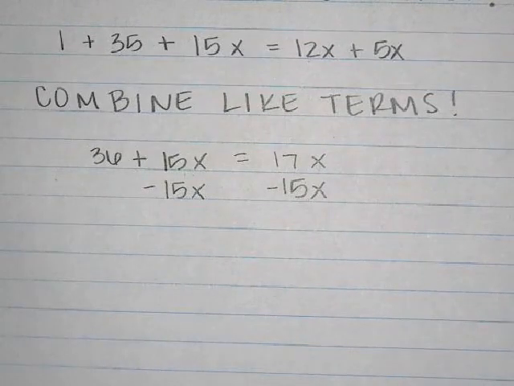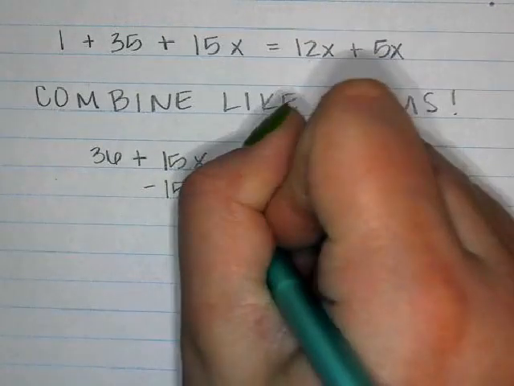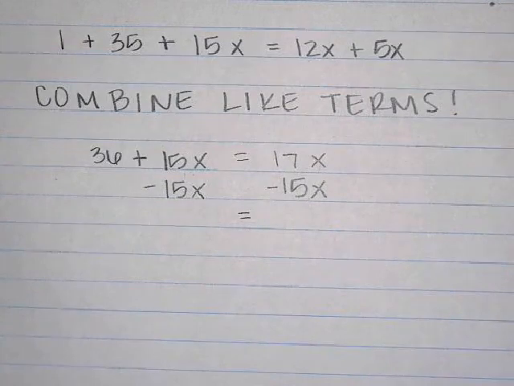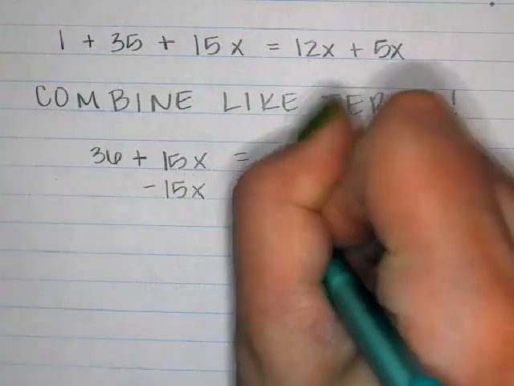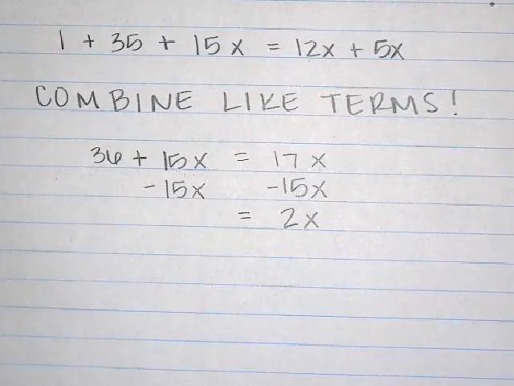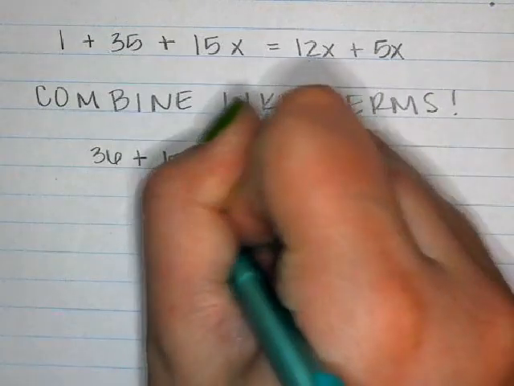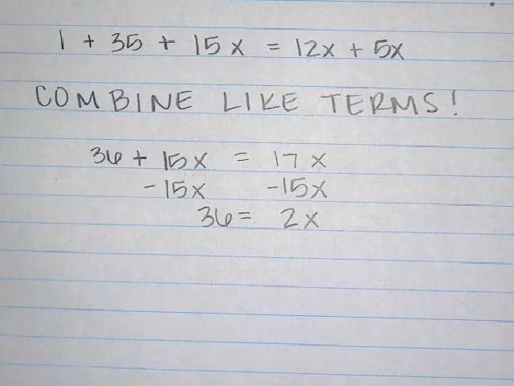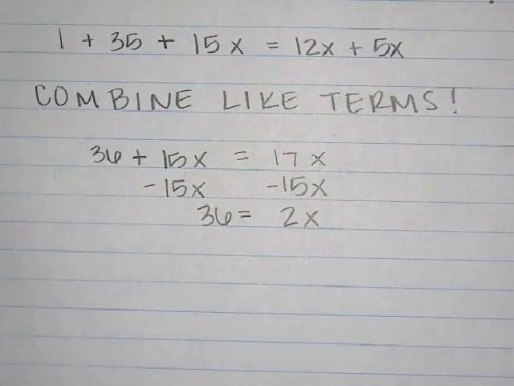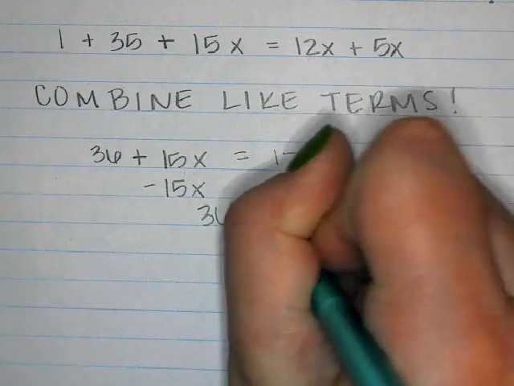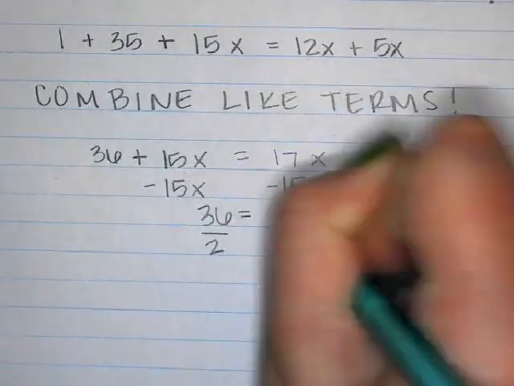So what do we have on the right side? 2x. And what do we have on the left side? 36. And then how do we get the x alone? Divide by 2. Half of 36 is 18.